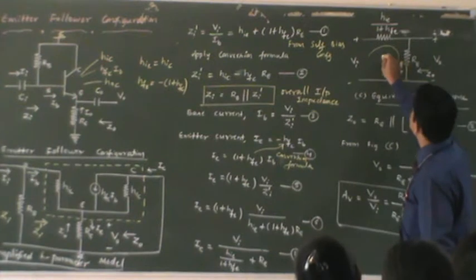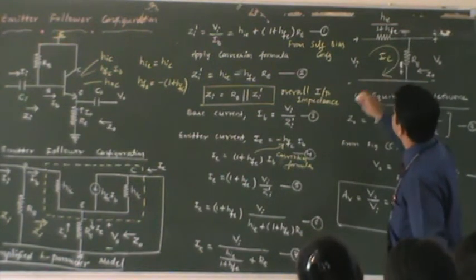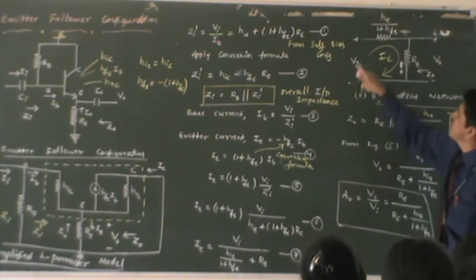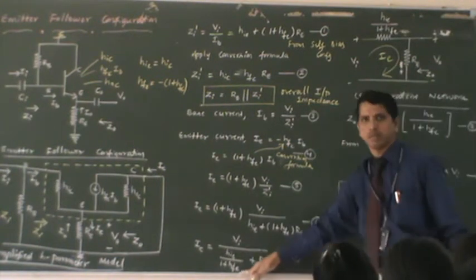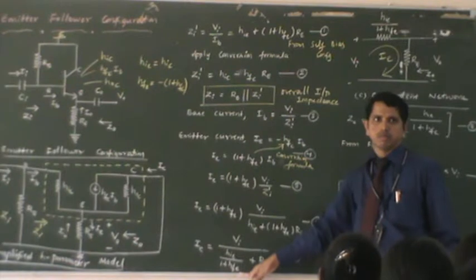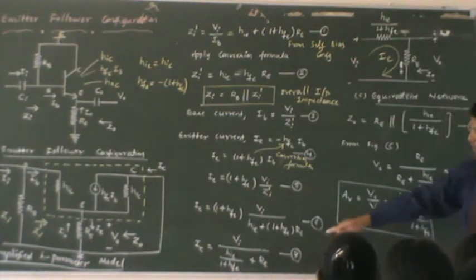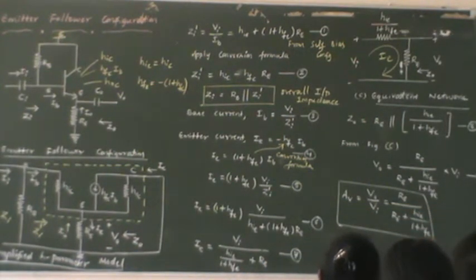So the current flowing here is nothing but the emitter current. You apply KVL to this loop: minus VI, plus IE times this, plus IE times RE gives you this. Understood this? So we are converting the network defined by equation 7 into the actual network. So this is nothing but the equivalent network of equation 7.